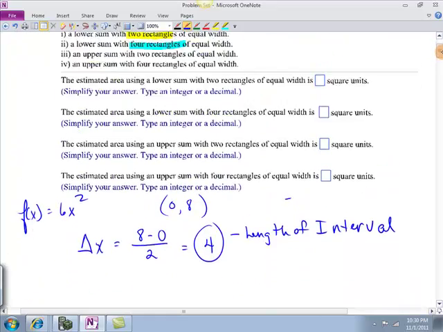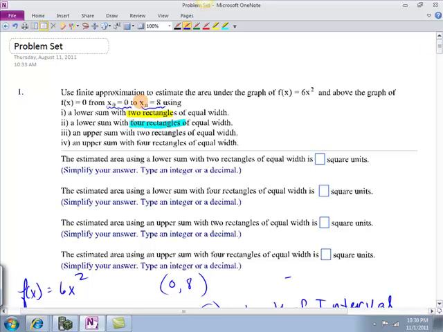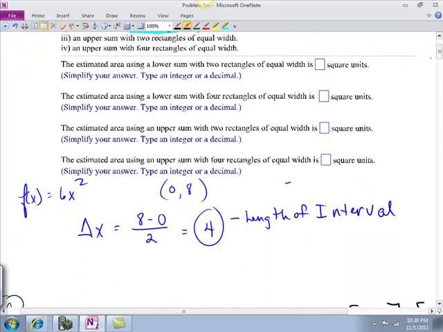All right, first question. We've got an interval from 0 to 8, and our graph is f of x equals 6x squared. We want to find an approximate area, lower sum. So we want to do it with two rectangles and 4, and then we want to do upper with 2 and 4. So here's the process that I suggest we do.